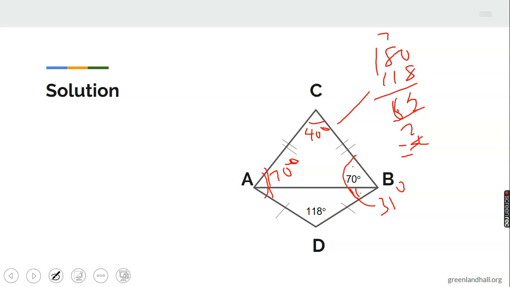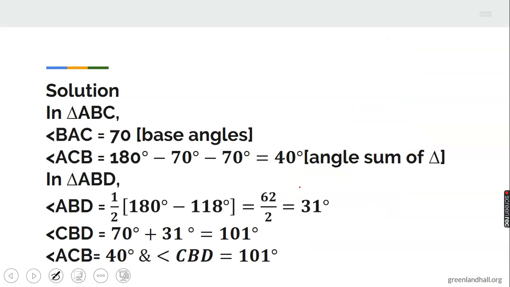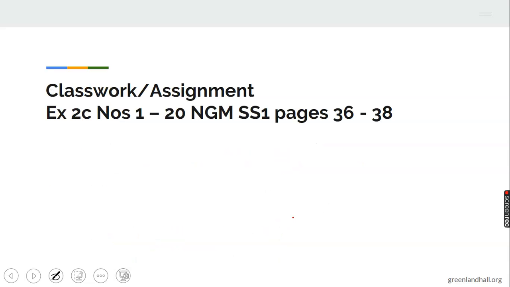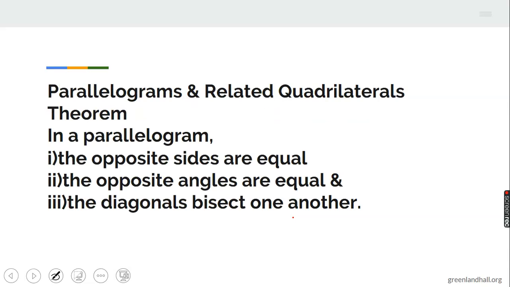The first one is 40. The second one is 70 plus 31. So hence, these are the solutions. First one is 40, and the last one is 70 plus 31. These are the solutions. Giving you this one as a class workbook assignment, exercise 2C, number 1 to number 20, in New General Mathematics, SS1, pages 36 to 38.